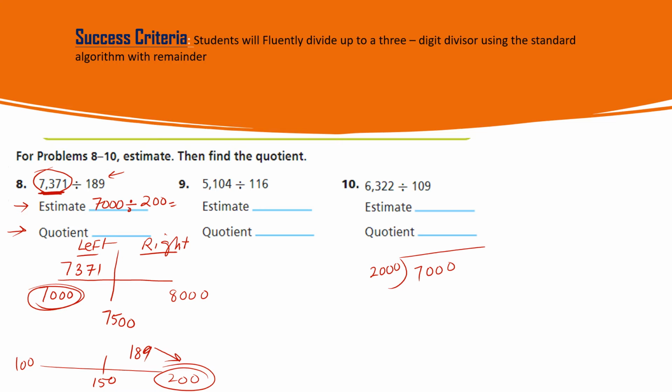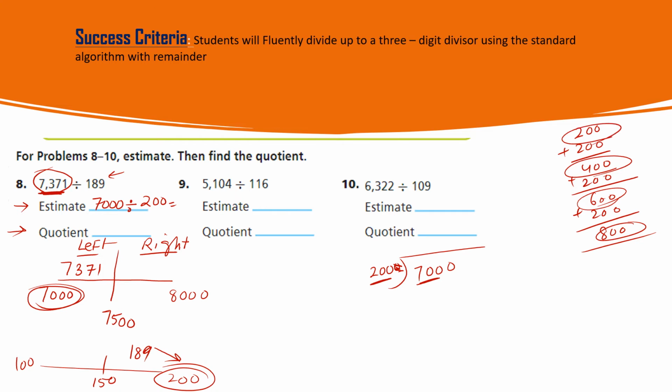Look, 200 outside. Now write the table of 200. 200 plus 200 gives us 400. Plus 200, it gives us 600. Plus 200, it gives us 800 and so on. So one time, two times, three times and four times. We need 700. Where is the 700? Between 600 and 800. So which one will I take? I will take the lesser number. So three times, I will not take four times. I will take three times.